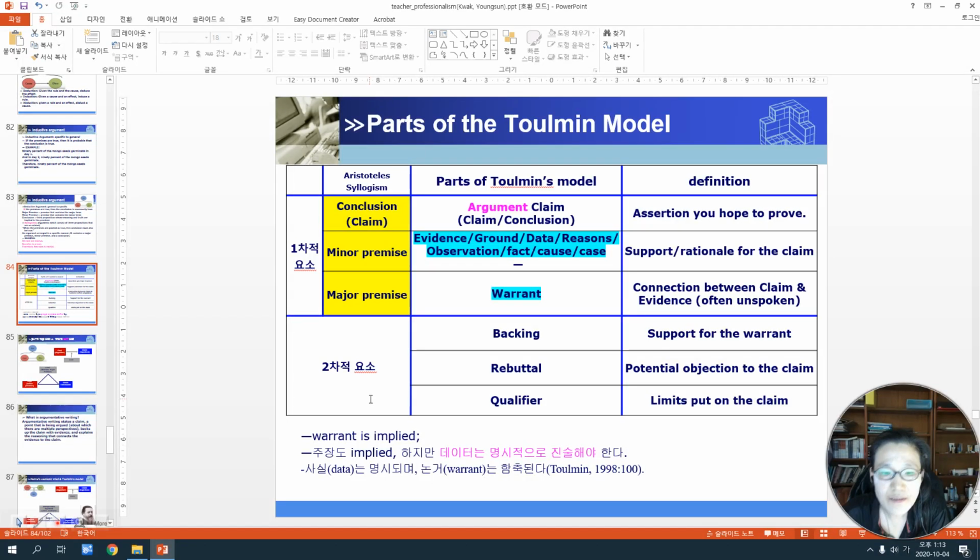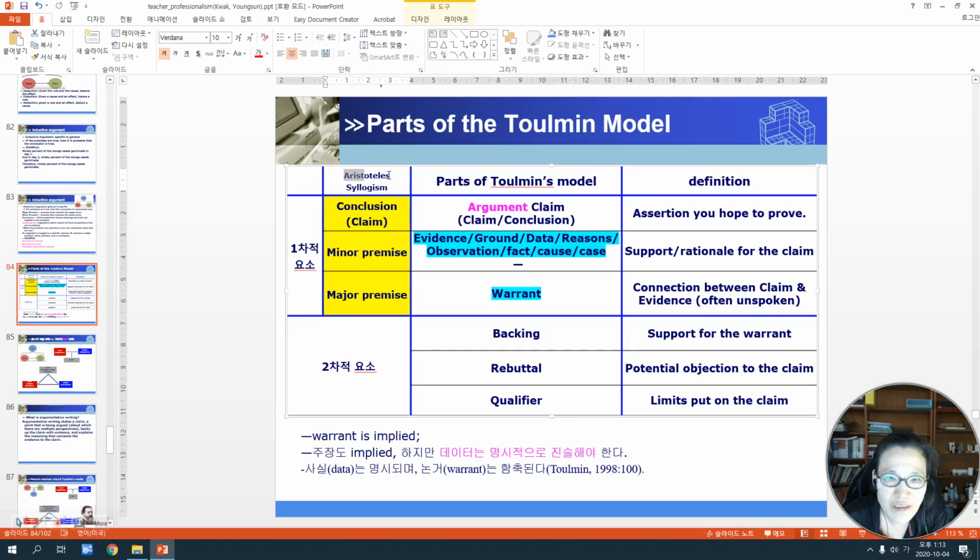And based on this induction, deduction, and abduction, Toulmin used syllogism, which was suggested by Aristotle, and which consists of major premise, minor premise, and conclusion. Toulmin used these three components as his first or primary parts.